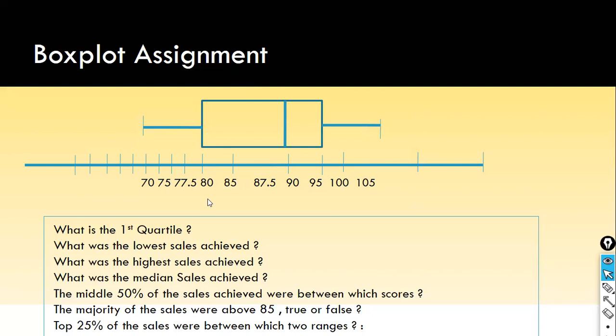The Q1 is this one, 80, not 77.5. So this is the one, this is Q1. This is your Q3. Q3 is 95. Are you concentrating here or not? Okay, so my 80 is my Q1 and Q3 is 95. What was the lowest sales achieved? 70 minimum. What was the highest sales achieved? 105. What was the median sales achieved here?